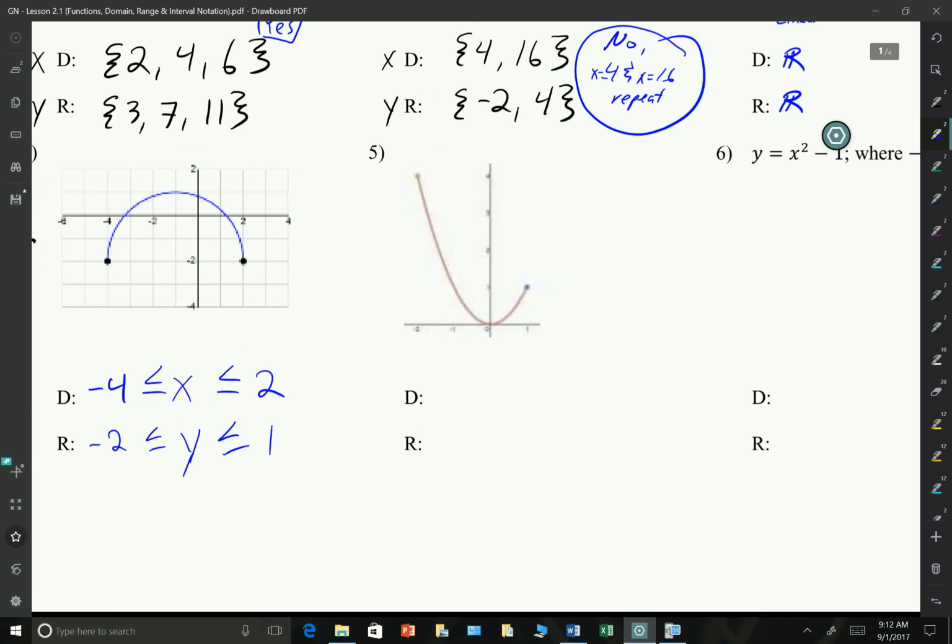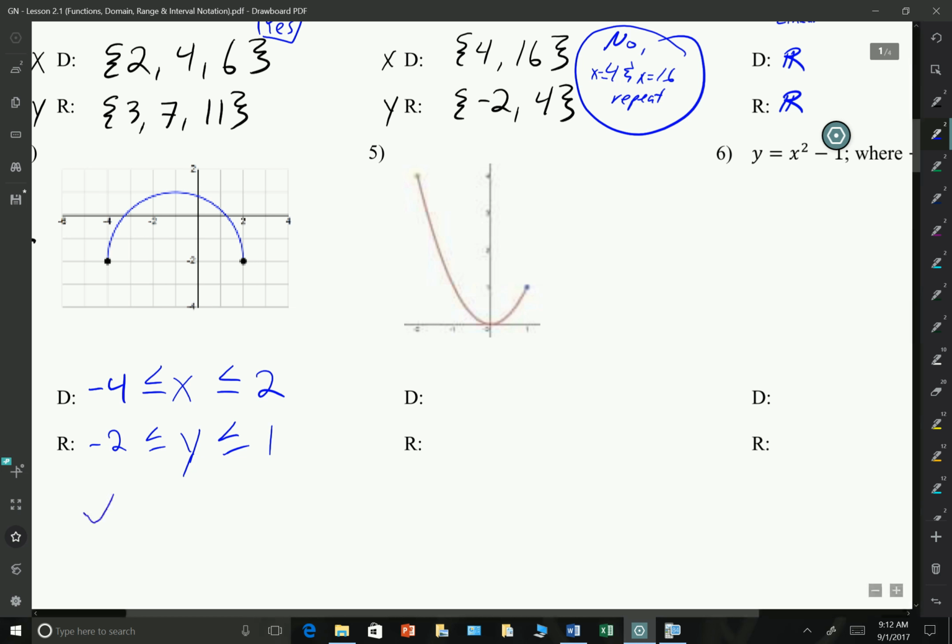So, is this a function, yes or no? No. Why do you say no? Oh, my bad. Tibbs, when I do a vertical line, does it ever intersect more than once? No. So yes, it's a function.